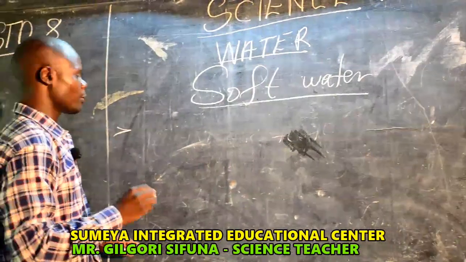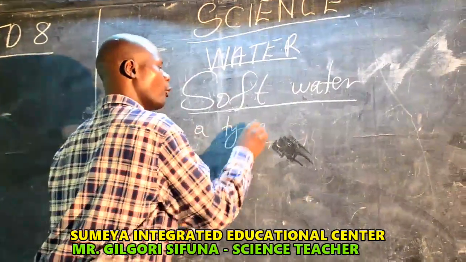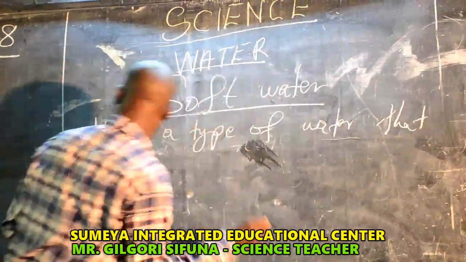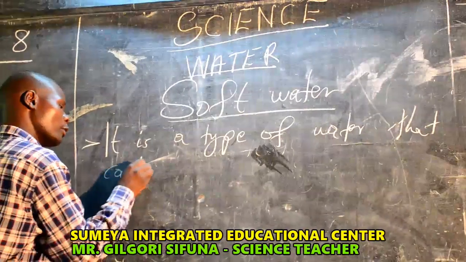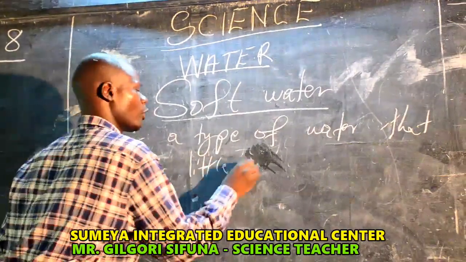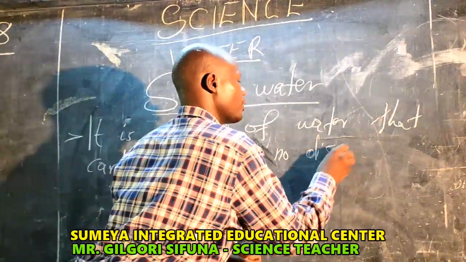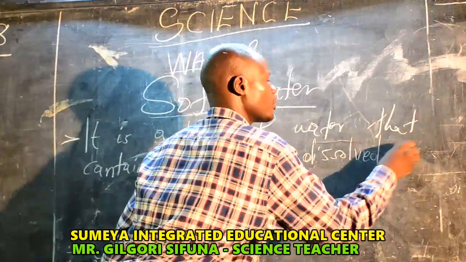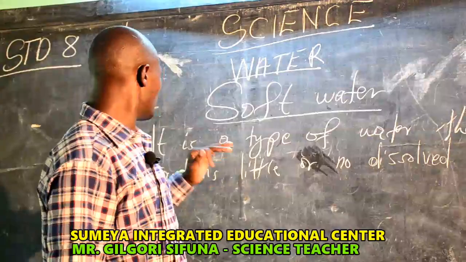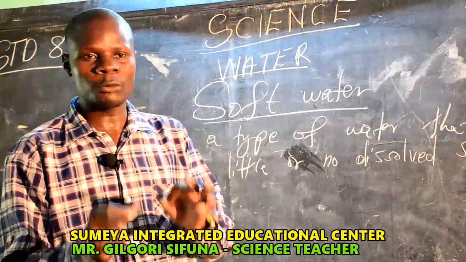Let me write the explanation. It is a type of water that contains little or no dissolved salt. That is the explanation of soft water. Soft water is a type of water that has little or no dissolved salt.